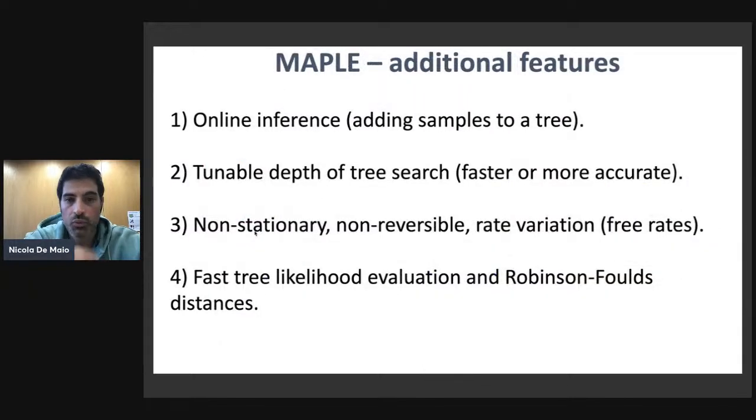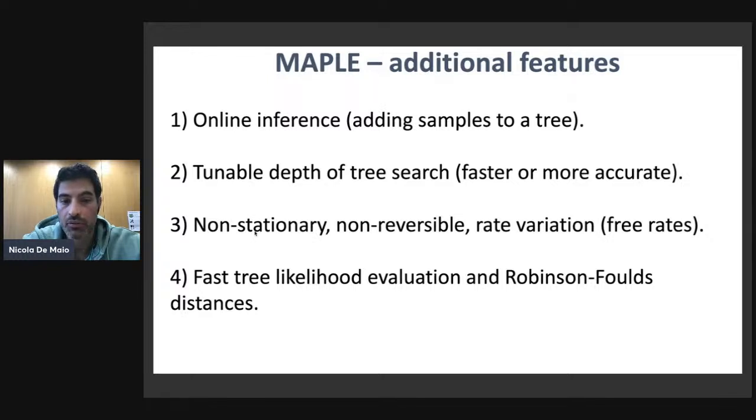So other things we added to MAPLE are, for example, online inference, where we allow the user to load a pre-inferred tree and add new samples to it. And it's more efficient than just rerunning the phylogenetic inference from scratch. That's useful for a scenario like SARS-CoV-2 because we have new samples coming in, say, every week, so we don't want to run the inference from scratch. We have a number of parameters that we can use to make the tree search deeper or more shallow, depending on how quickly one needs an answer.